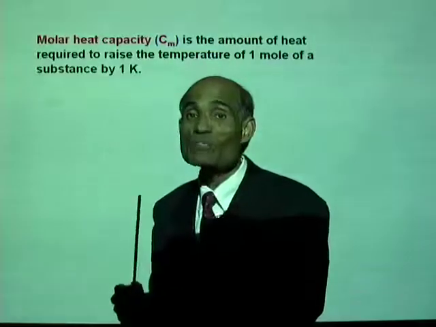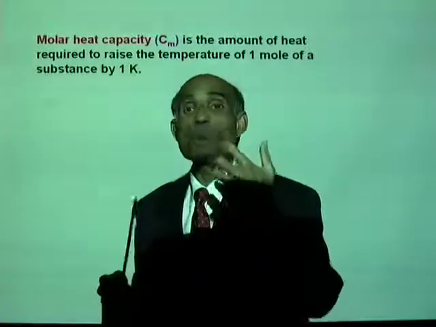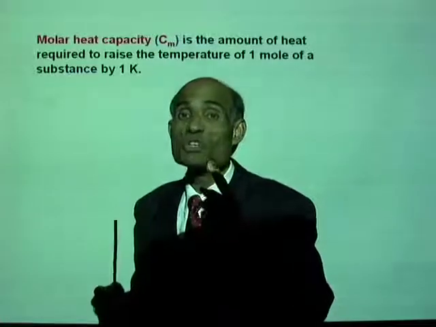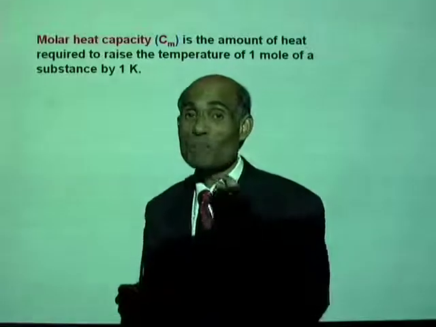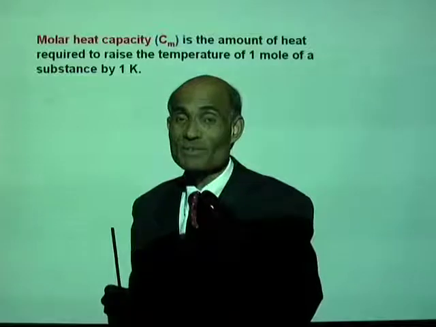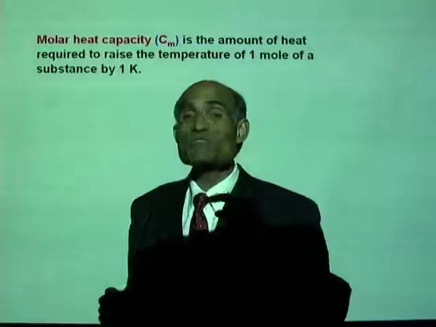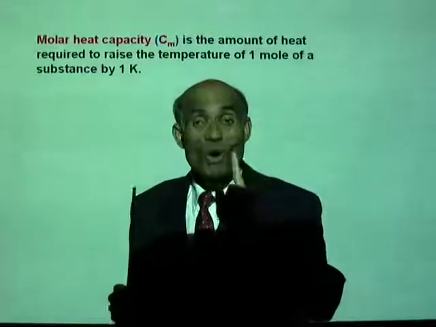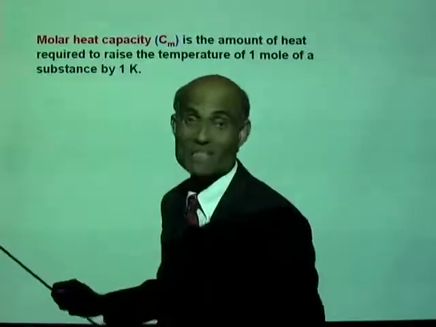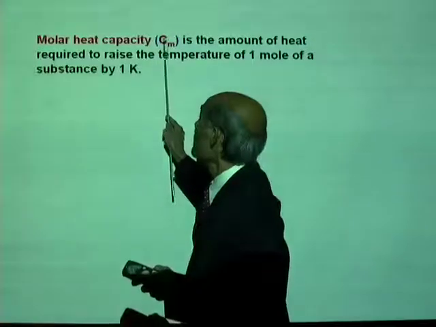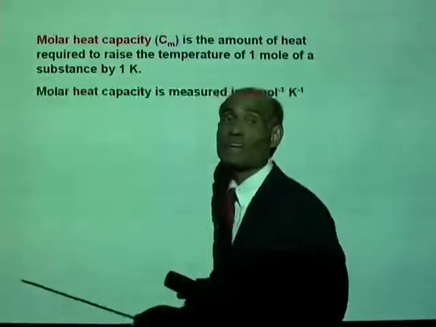The molecular weight of hydrogen is 2. Therefore, 1 mole of hydrogen has a mass of 2 grams, right? 1 mole of oxygen has a mass of 32 grams, and so on. So, the amount of heat that is needed to raise the temperature of 1 mole of a substance by 1 Kelvin is called the molar heat capacity, and we write it with uppercase C sub m. C sub m is the molar heat capacity.